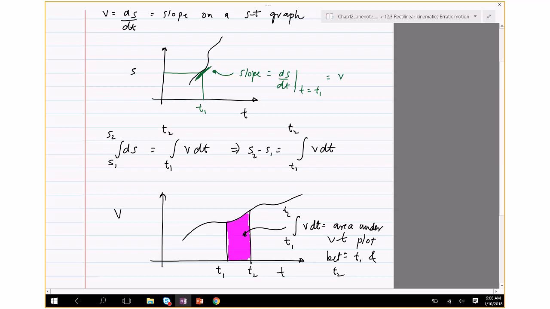So again, if you knew velocity, you can find the change in displacement. S2 minus S1 is displacement. Or if you did not have that information, if you drew a plot of v versus t, then you can basically find this by finding the area under the plot. Is that clear? So what we'll do essentially is take these two things and start solving some problems.